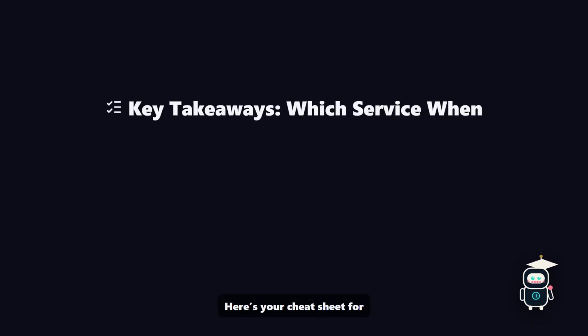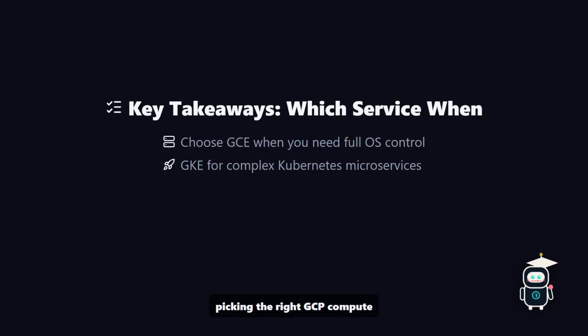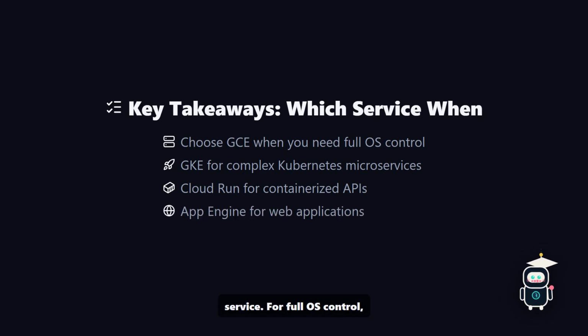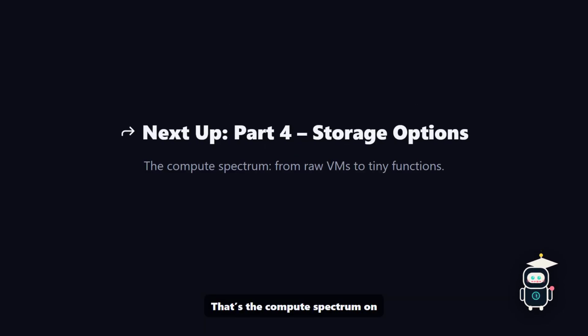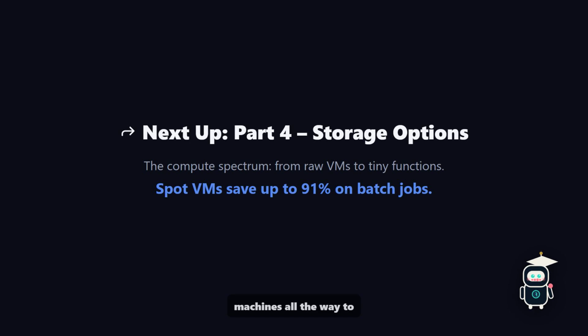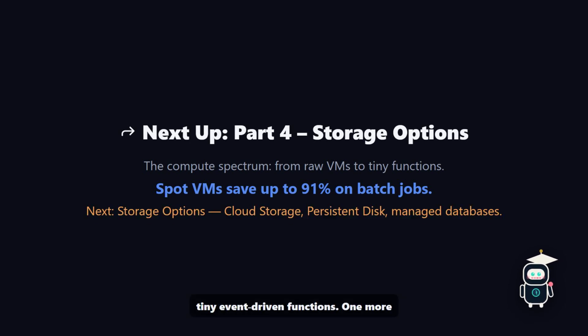Here's your cheat sheet for picking the right GCP compute service. For full OS control, go with Compute Engine. Need complex Kubernetes? That's GKE. Containerized API that's stateless and request-driven: Cloud Run. Traditional web apps? App Engine. Event-driven glue code: Cloud Functions. Screenshot this right now. It'll save you hours of second-guessing later. That's the compute spectrum on GCP, from raw virtual machines all the way to tiny event-driven functions.